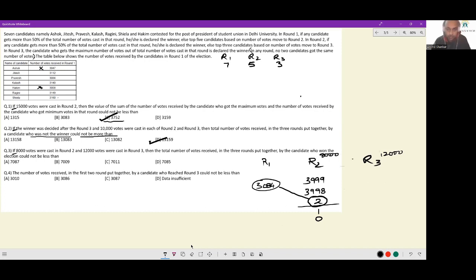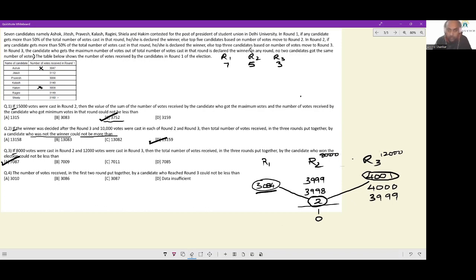Now when he comes to the next, remember for round 3, we did not need 50% of the votes to win. We just needed 1 more than 1/3. So the vote distribution here, let it be 4,001, 4,000 and 3,999. Pravesh can happily have this trajectory in his storyline. In round 1, he got minimum possible vote among the people who qualified. In round 2, he got minimum possible vote among the people who qualified. And then in the final round, round 3, he got just 1 more than 1/3 of the total number of votes. And therefore, the candidate who won the election could not have received less than 7087 votes. So option A is the answer.